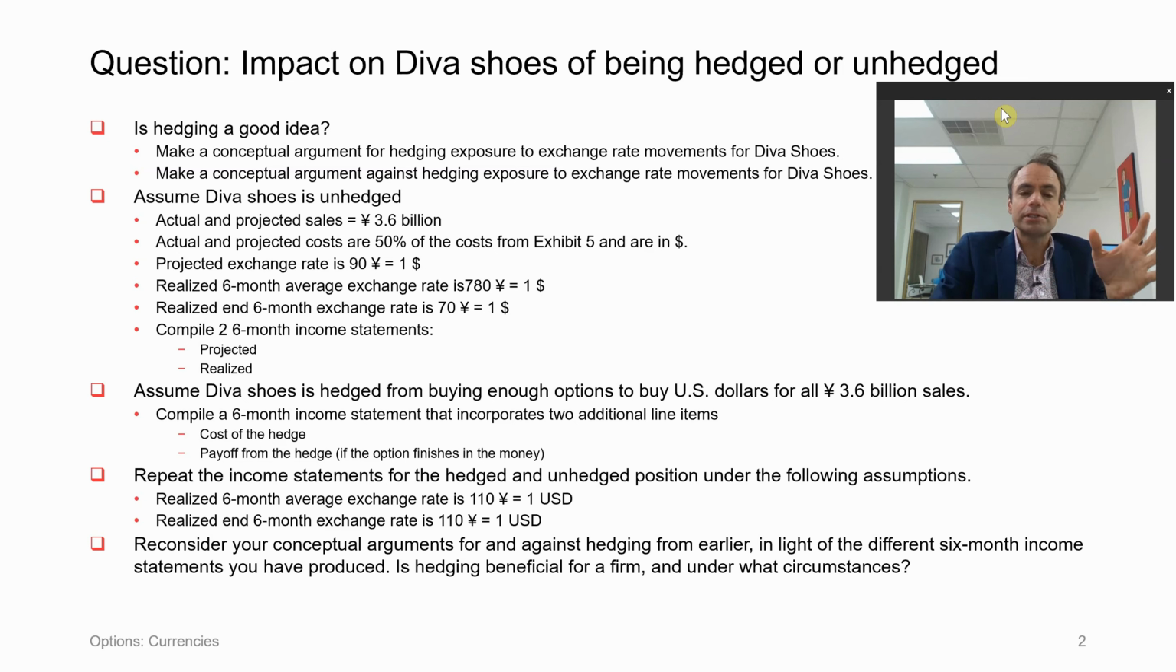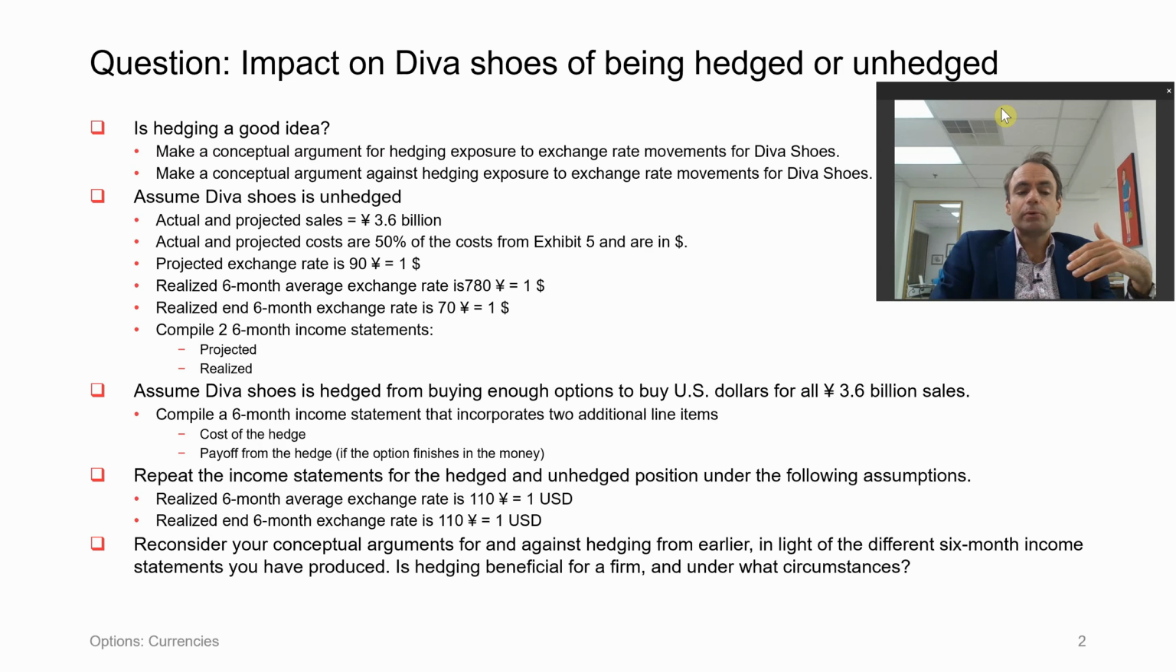So we're going to first model a situation in which the yen depreciates compared to what we were anticipating. Then we're going to compile 2 6-month income statements. There's going to be a projected income statement and there's going to be a realised income statement.